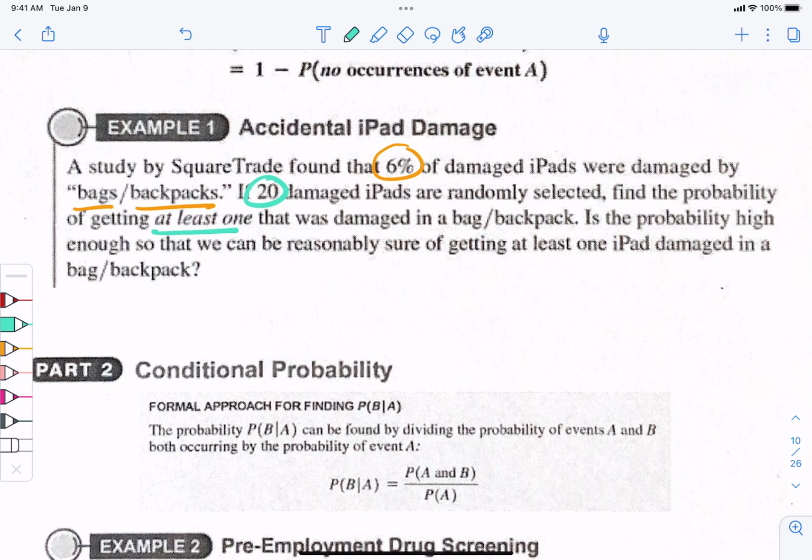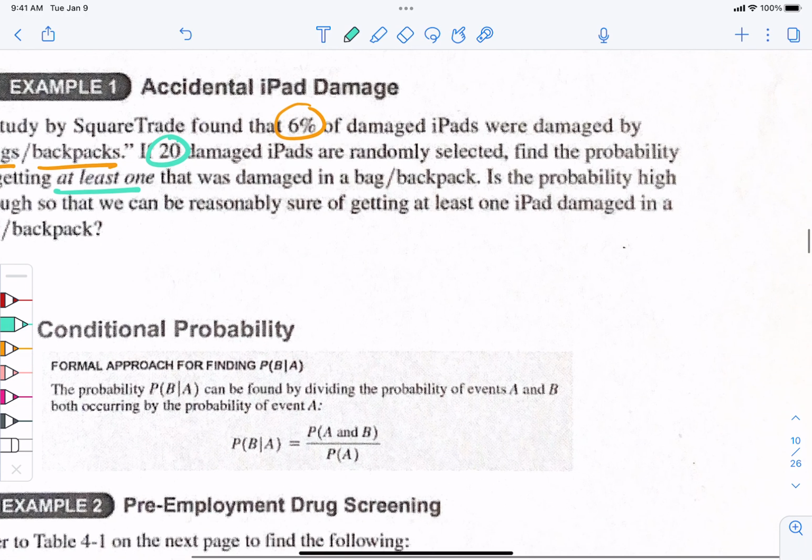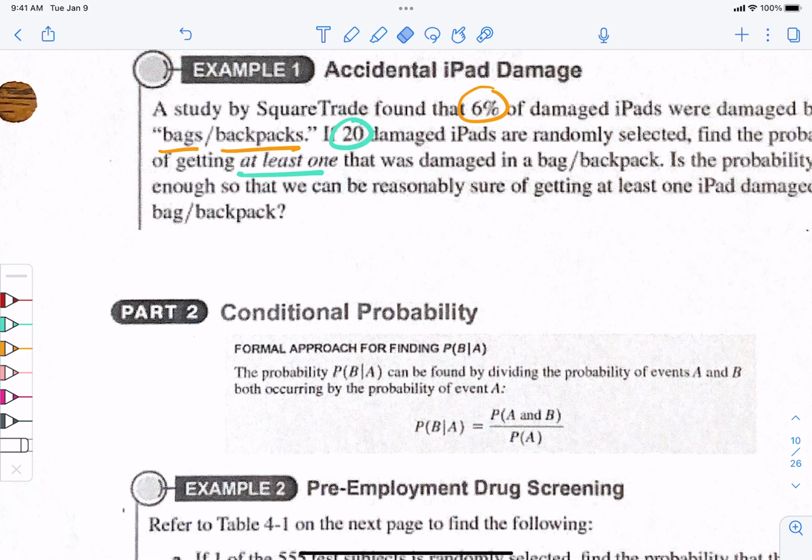If I have 20 damaged iPads, I could have this scenario, don't write this down. I could list out all 20 of them and say yes damage, no damage, no damage, no damage. I'd have a huge list of way more than 20 combinations where some are damaged by a backpack and some are not, okay? So where it says at least one, I could have one damaged by a backpack, two, three. That's at least one. All of those combinations are at least one.